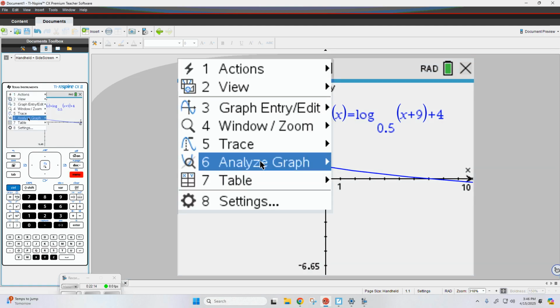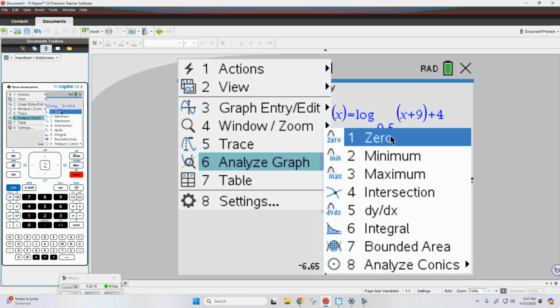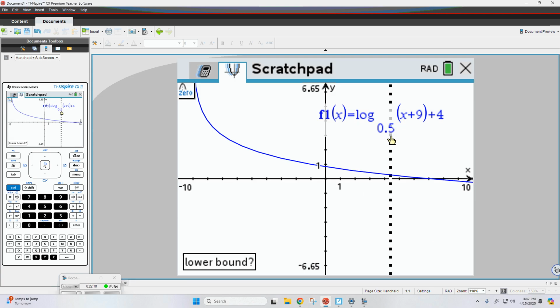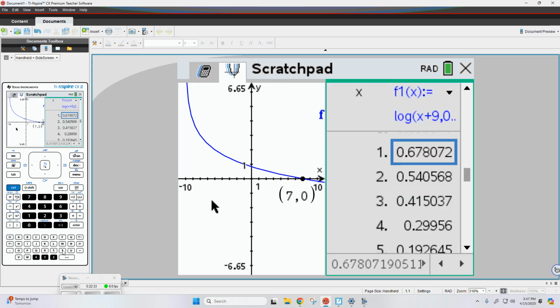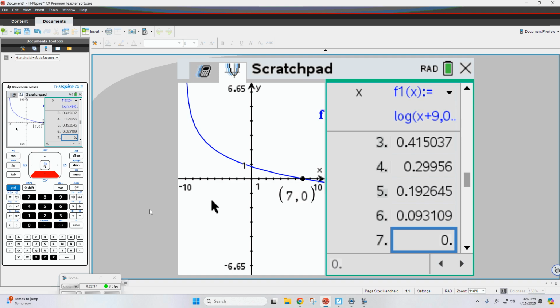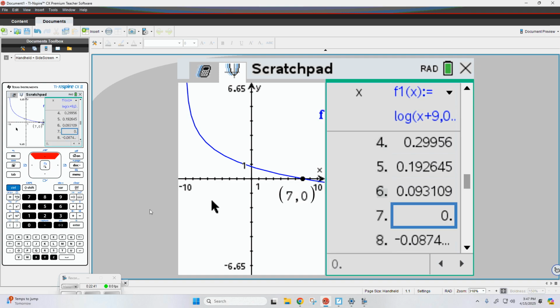So menu, we want to analyze the graph. I'm looking for a zero. Now, if this is what I want, remember lower bound is left, upper bound is right. So see, it is at 7-0. Or if I were to go ahead and hit Control T, if it crosses at a nice location, there's my intercept right there. So there's a lot of different ways you can do this.